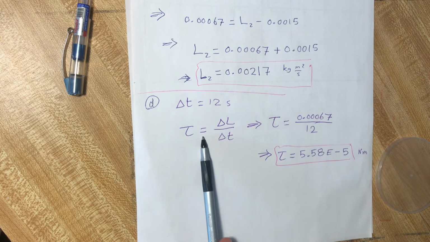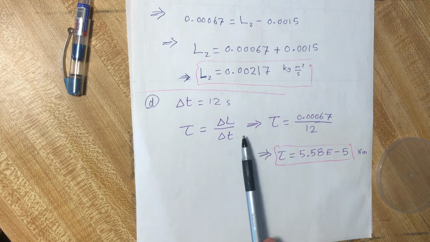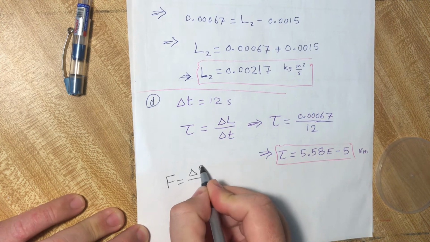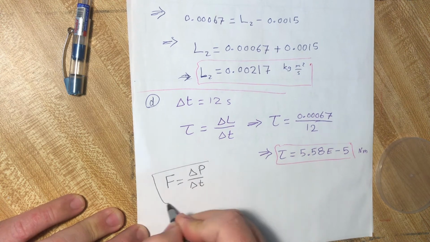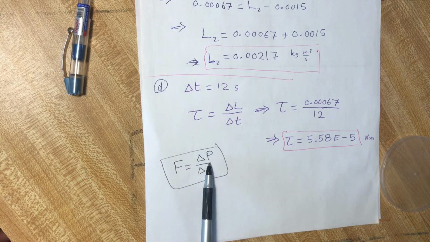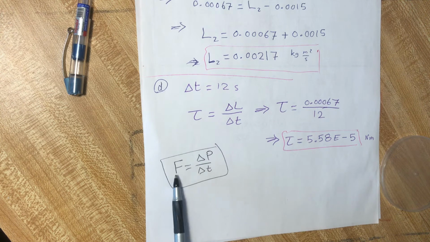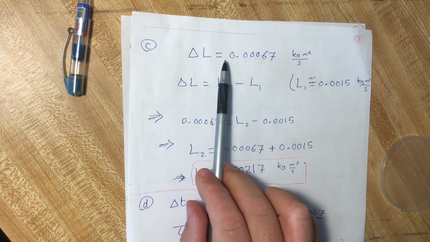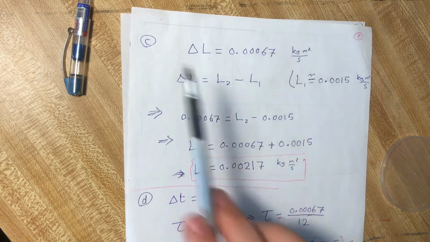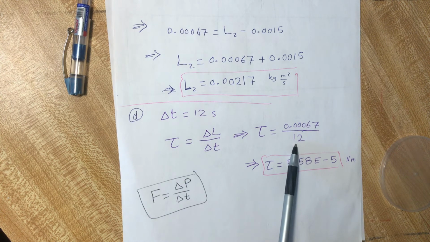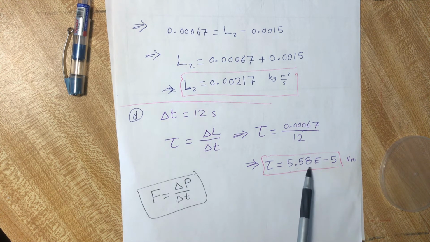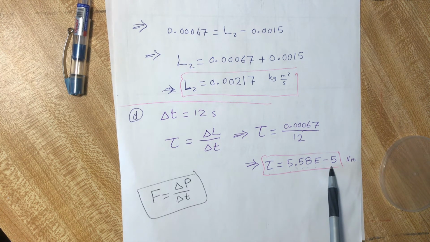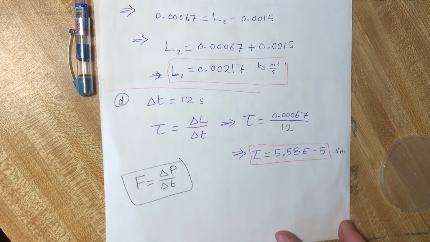The torque is equal to the change in momentum over the change in time, because we know from before that the force is equal to delta P over delta T in linear motion. This is the relation between the change in momentum and Newton's second law. The change in momentum is given in part C, and the time period is given. So the torque is equal to 5.58, or 5.6 if you need to approximate it, multiplied by 10 to minus 5 Newton meter. Okay, this is the torque.